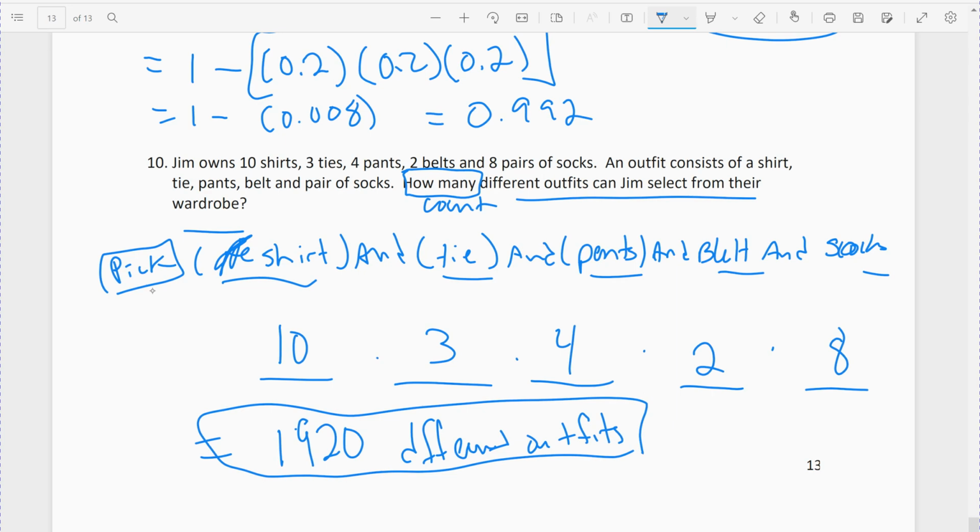Alright, that finishes up practicing probability. We're going to do more counting in the next section, which is going to be our tougher section. I'll stop there.